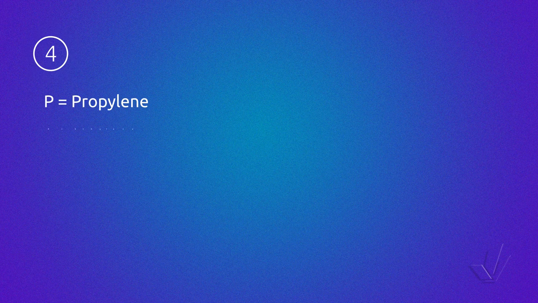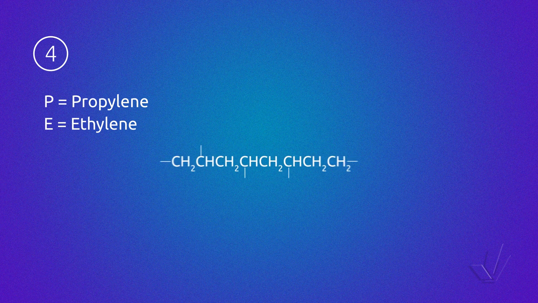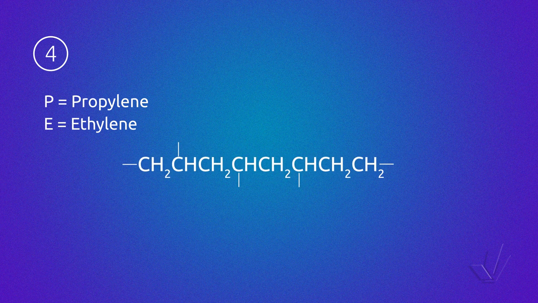Another nomenclature very used is to call the monomeric units by the first letter of the name. For example, ethylene is E and propylene is P. Like in the following example, we have the units PPPE. To take into account the stereochemistry, the name of the sequence is followed by the configuration RM.